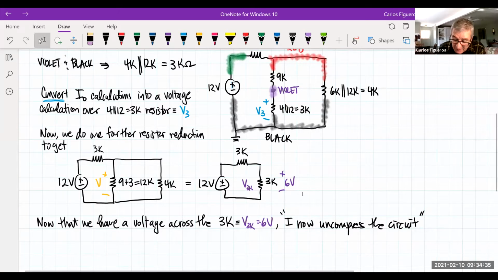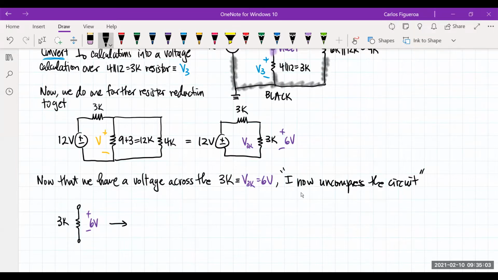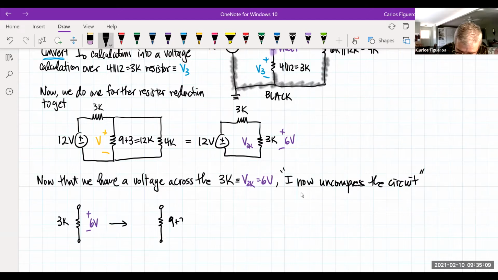So check it out. What does this tell me here? What I really have is this sub-circuit, which has this voltage. So I now re-expand this thing. And when I re-expand it, what do I really see? This is really the voltage across what? The 9 plus 3, 12K. And of course, this is still 6 volts.